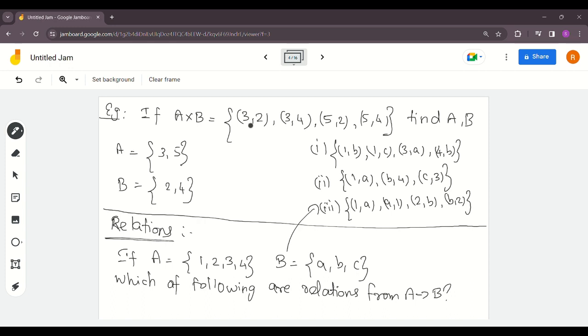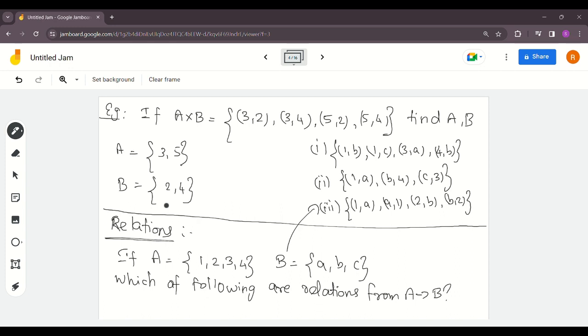So here 3 is used twice, you just use it once, and 5 is also used twice, you use it once. So A is nothing but 3 comma 5. Similarly B, which is the second element of the pairs, should not be repeated more than once. If it is repeated, use one value only. So B is nothing but 2 and 4. So A is 3 and 5 and B is 2 and 4. If the Cartesian product is given, this is how you will find the values of A and B.